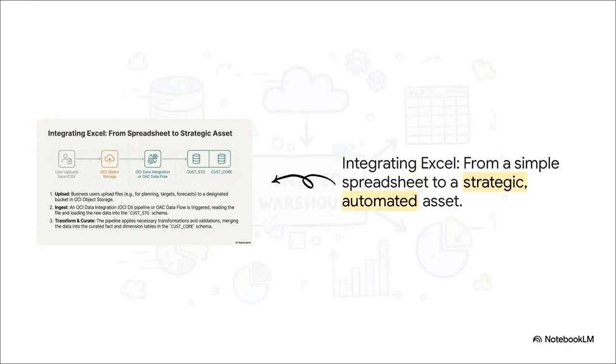Let's apply this to a classic example, Excel. How do you take a simple spreadsheet with sales targets and turn it into a real strategic asset? It's actually a pretty simple automated flow. A business user just uploads their file to a cloud storage bucket. That upload then triggers an automated pipeline that grabs the data, transforms it, and loads it right into your custom schemas. No more manual data wrangling.